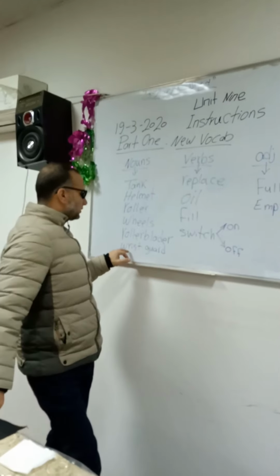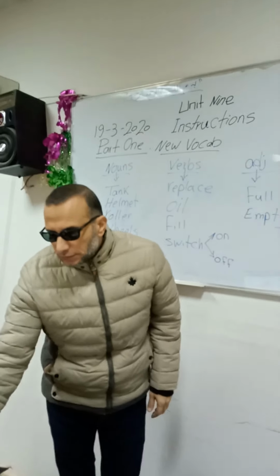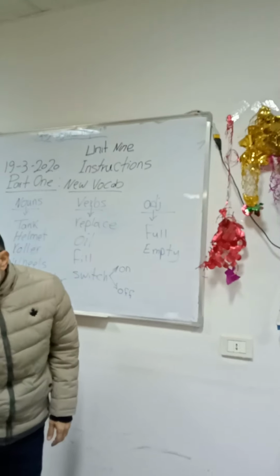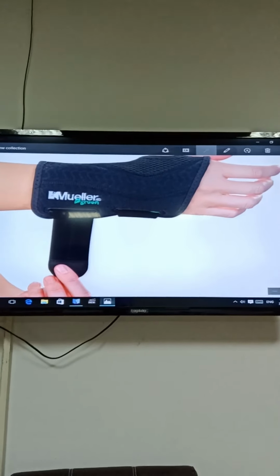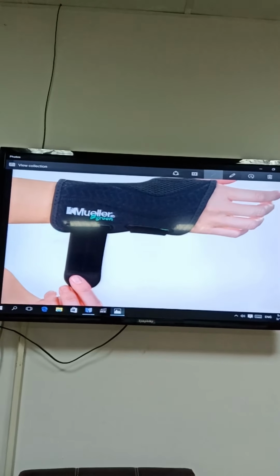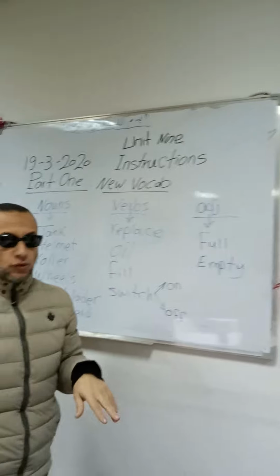Okay. How about wrist guard? Let's have a look at it. Yes, this is the wrist guard. Something we wear to protect our wrist. Okay. Let's move to the verbs, the new verbs.